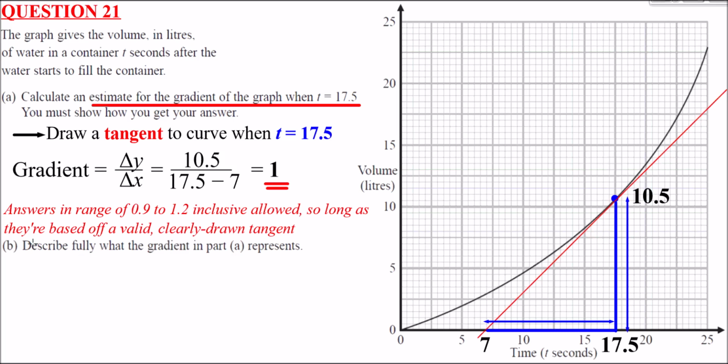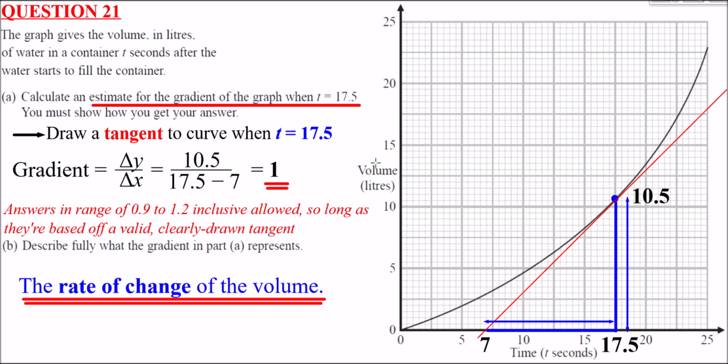Part B, describe fully what the gradient in Part A represents. A tangent, or the gradient, tells you the rate of change of y in relation to x. In our case, it's the rate of change of volume in relation to time. So it's the speed or rate of change of volume per second. You don't need to go that much in depth. The main thing of a tangent is it is a rate of change. It tells you the rate. So keep it nice and simple: it just tells us the rate of change of whatever's on the y-axis. It's the rate of change of volume. It's always a rate of change when it's time on the x-axis.